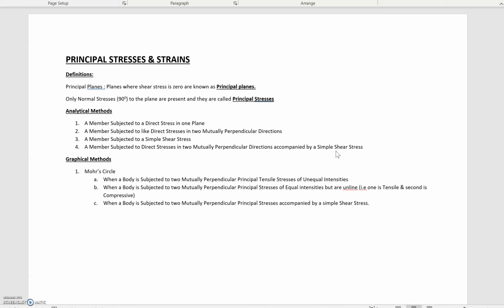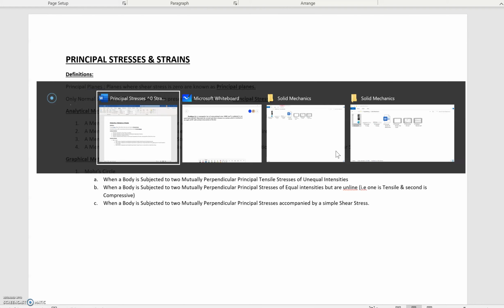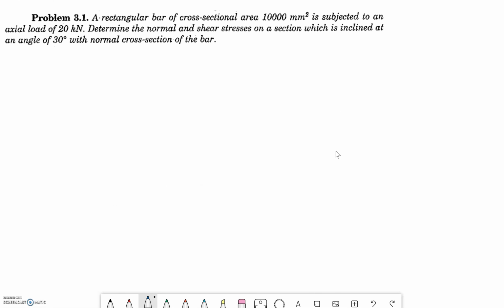We just looked at the analytical method of a member subjected to a direct stress in one plane. Let us look at some numerical problems that should give us a bit of confidence on how to address these.